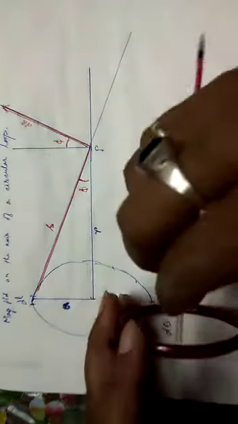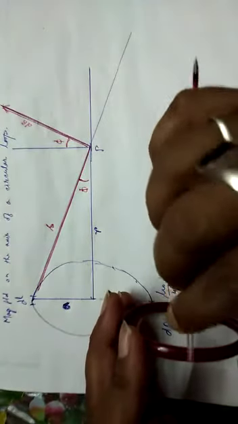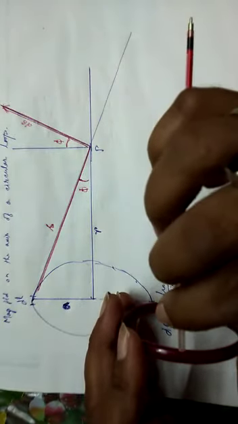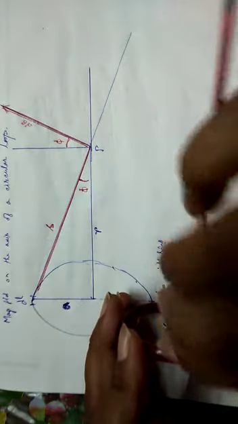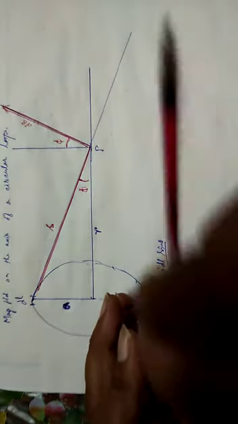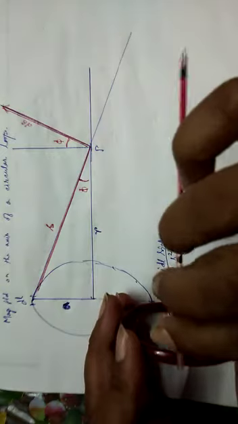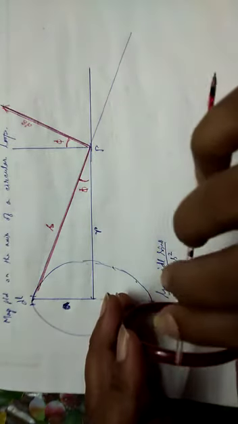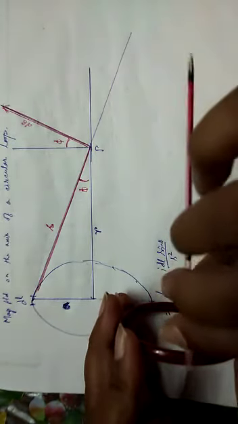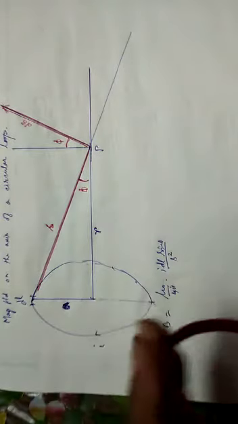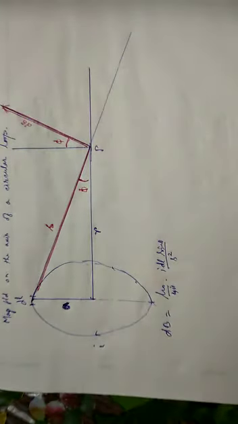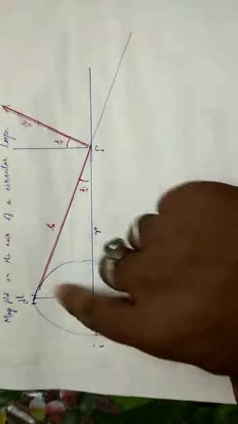So dL is always making an angle of 90 degrees with the displacement vector. Here it is also 90 degrees, here also, and here also. Everywhere this displacement vector is making an angle of 90 degrees with the current element dL. So your angle is fixed. Your angle is 90 degrees.